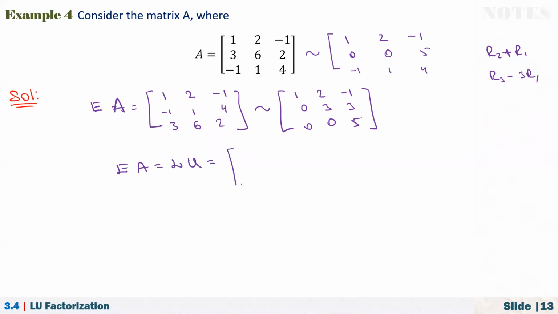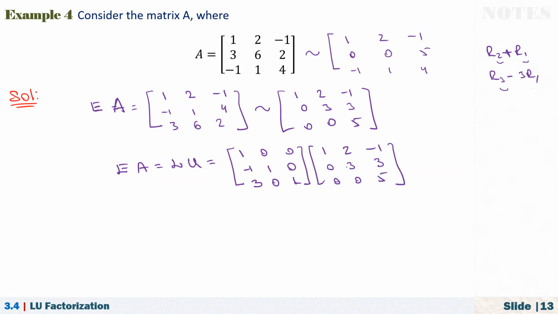What is our L? The unit lower triangular matrix is 1, 0, 0; then 1, 0, 1. Here we have entry 2,1, and what is it? That is -1. And how about entry 3,1? That is 3, right? But here we didn't do any operation, that's why it's equal to 0. And how about U? U is 1, 2, -1; 0, 3, 3; 0, 0, 5.